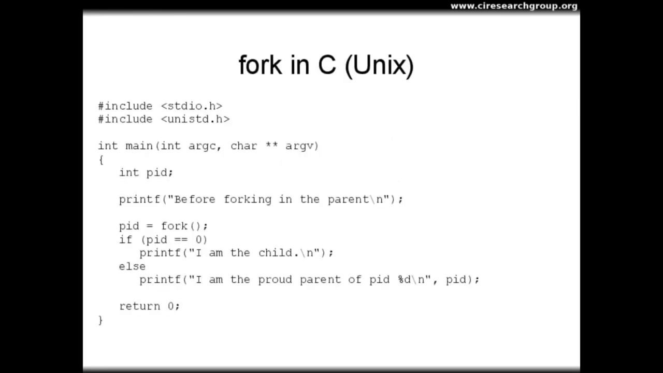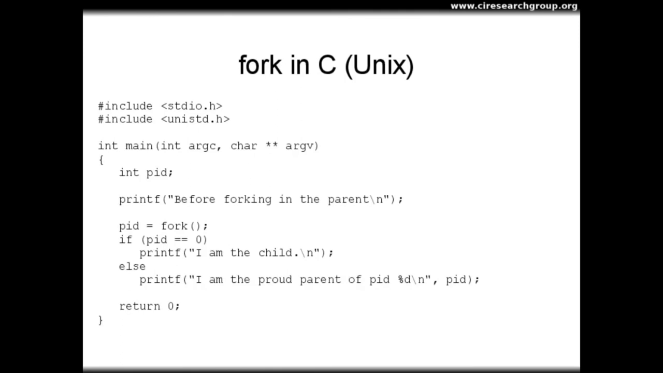In this C example, I fork a child process that simply prints a message. My code begins by importing the stdio.h and unistd.h header files for the printf and fork functions, respectively. Inside my main function, I declare a variable named pid of integer type. I then print a message stating that I have not yet forked the parent process. I call the fork function without arguments, and I assign its return value to the pid variable.